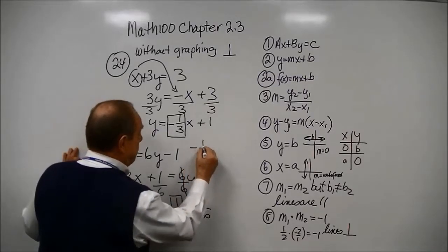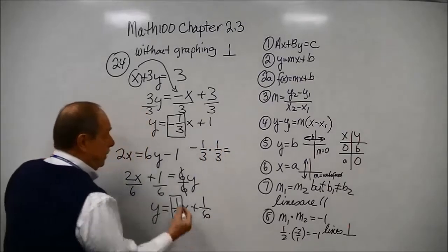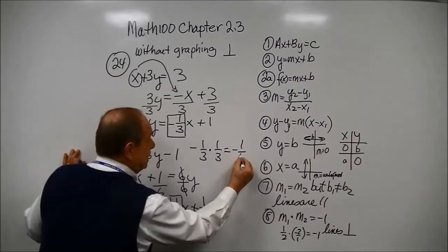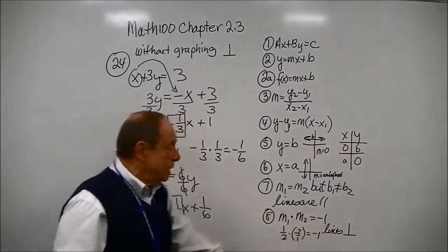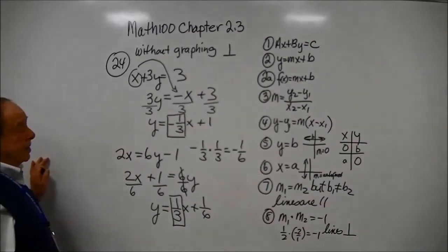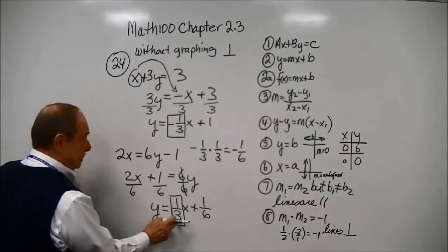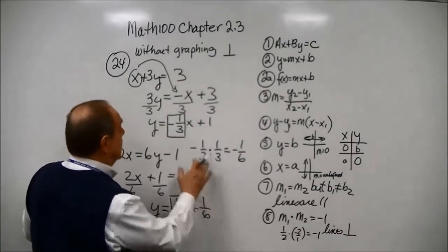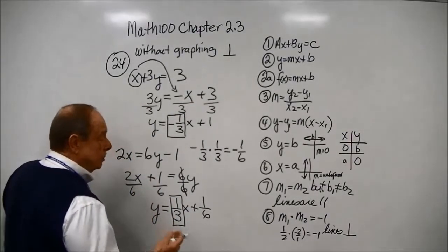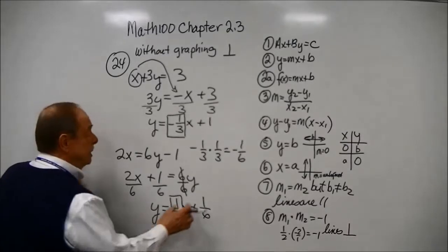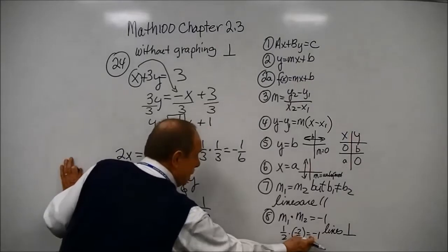So now I'm going to compare the slopes. I have -1/3 times 1/3, and that equals -1/9. Does it equal a -1? And the answer is no. When we multiply the slopes, it does not equal -1. So therefore, these lines are not perpendicular. Again, why? Because the product of the slopes does not equal a -1.